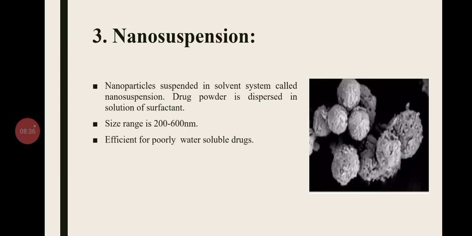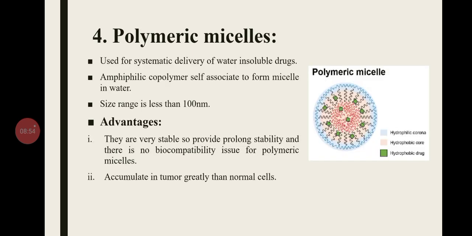The next is the nanosuspension. So nanoparticles suspended in a solvent system are called a nanosuspension. The drug powder is dispersed in a solution of the surfactant, and their size range is 200 to 600 nanometers, and they are efficient for poorly water soluble drugs, but they are not very common and they don't have very much literature. The next one is the polymeric micelles.